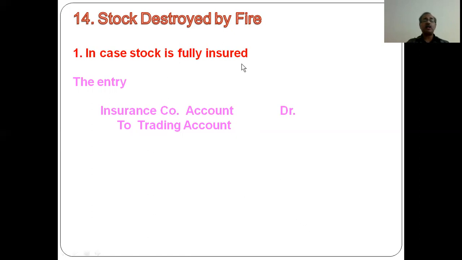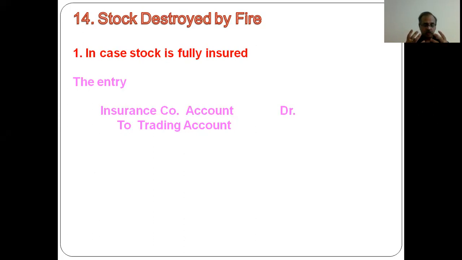In case the stock is fully insured, the journal entry is: insurance company account debtor to trading account. Suppose it is fully insured, the insurance company will admit the full amount of our claim. So whatever amount is admitted by the insurance company will be debited, insurance company account debtor to trading account. The actual loss of goods will be shown on the credit side of the trading account.